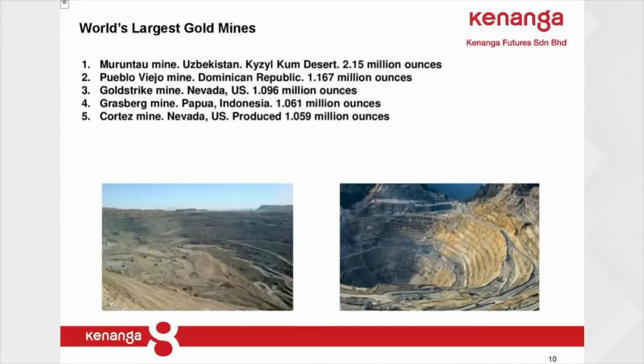And of course, if you talk about the largest gold mines, they are actually located in Uzbekistan, right? It is a huge desert actually, and basically these are quite unique and distinctive mines. They produce about 1 to 2 million ounces of gold annually.